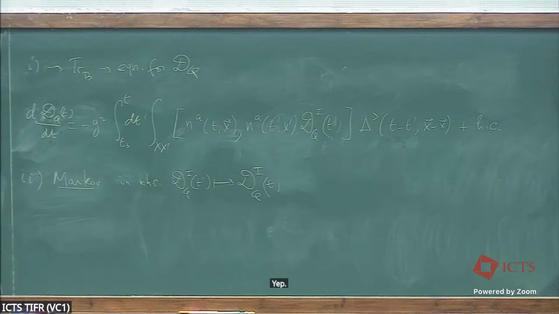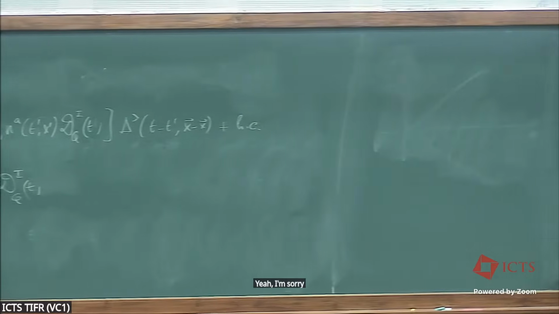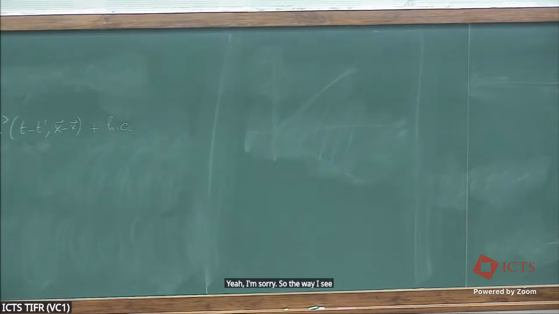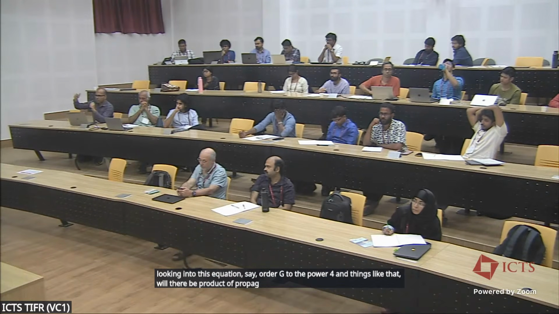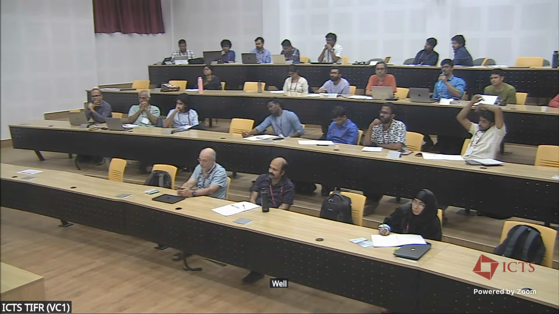Sorry. So the way I see this equation is that it's like an integral transform with the kernel being the right piece of the causal propagator. Yes. Okay. Now, if you are looking into this equation, say order g to the power 4 and things like that, will there be products of propagators and all possible combinations coming from Wick's theorem? Well, I don't know how to answer that question. It's a bit tricky, but you see what we're doing here.